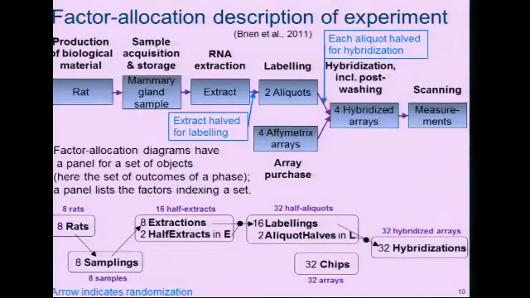I'm also going to need some chips to be involved in each of the hybridisations, and what I'll do is get 32 chips and randomise those to the hybridisations as well, so that they're in no particular order. And then finally I've got to do 32 scans, and the order in which I do those scans, I'll completely randomise the 32 hybridisations to those 32 scans. Okay, so that's a factor allocation description diagram that describes the randomisation if you randomised everything at every phase.